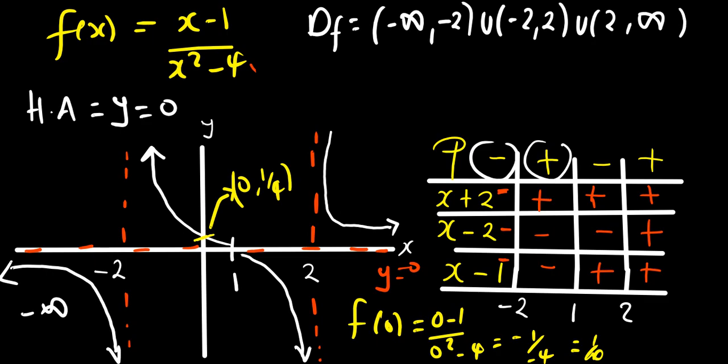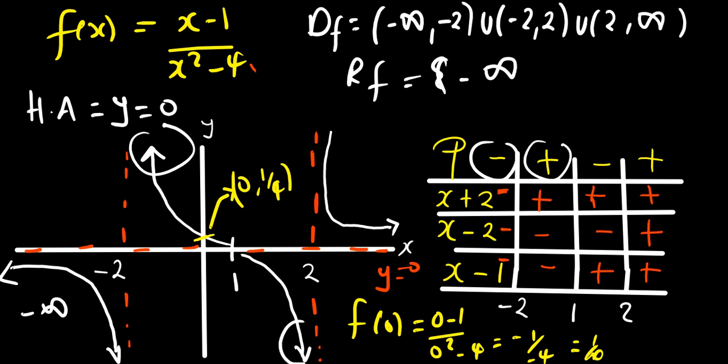Then the range of this function: you're moving from negative infinity all the way to positive infinity. So from negative infinity to positive infinity. This is how we show this one. Let's solve another one.